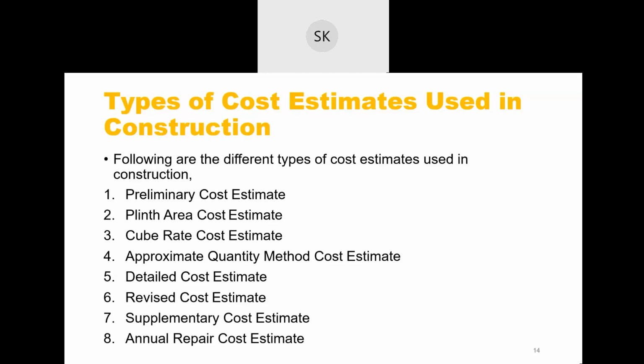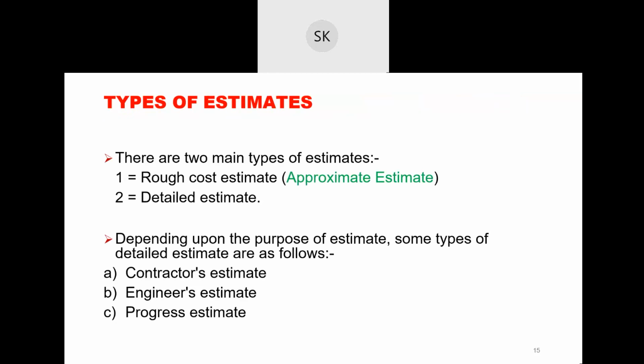The whole estimate is basically categorized into two major types: rough and detail. Rough is an approximate estimate made before the tender. You can just approximate before starting a building how much a building or road can cost you. Now, depending upon the purposes, some detail estimates are there: contractors, engineers, progress estimate.